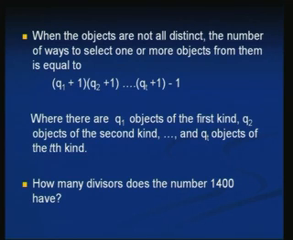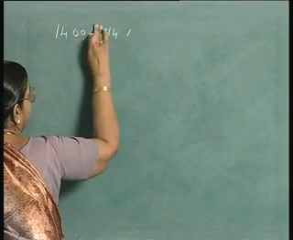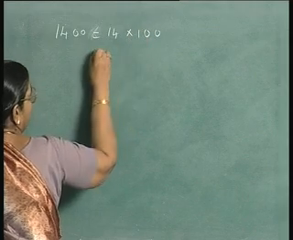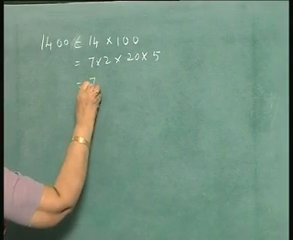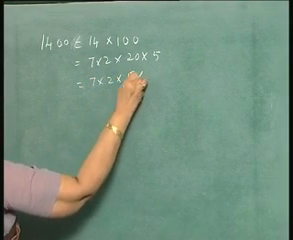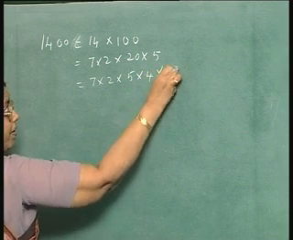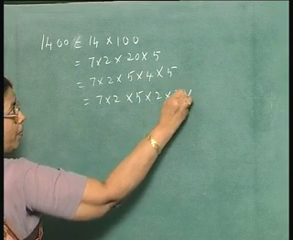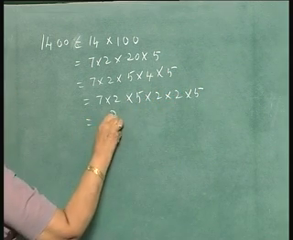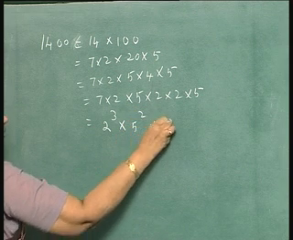So, making use of this we can solve some problems. How many divisors does the number 1400 have? So, 1400 we can write as 14 into 100, equal to 7 into 2 into 20 into 5, equal to 7 into 2 into 5 into 4 into 5, equal to 7 into 5 into 2 into 2 into 5, that is equal to 2 cubed into 5 squared into 7.